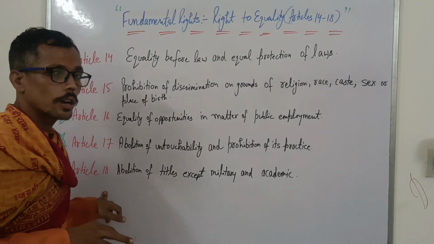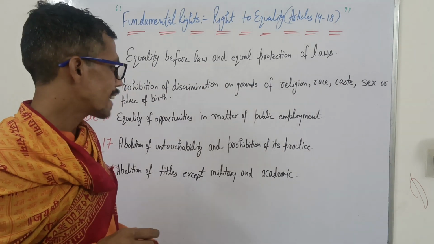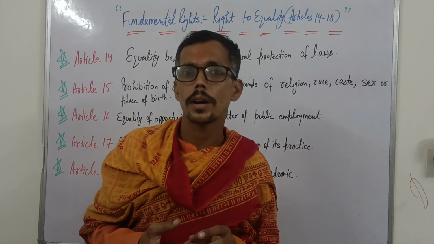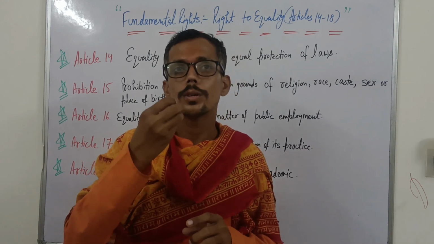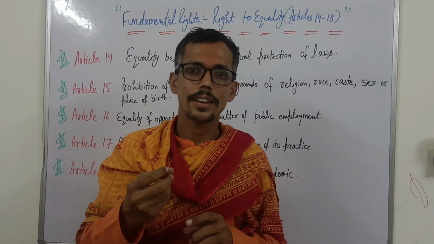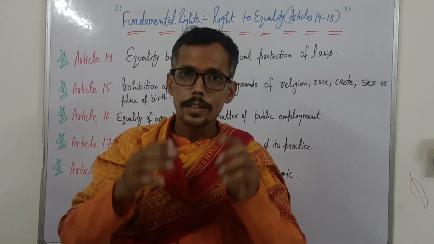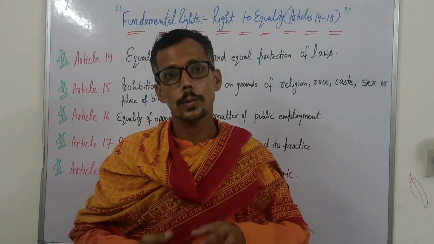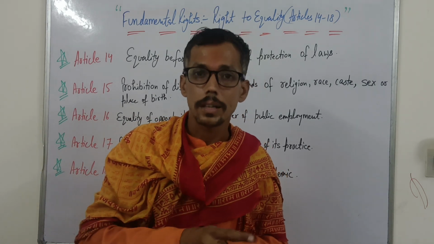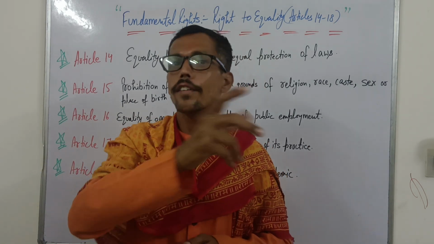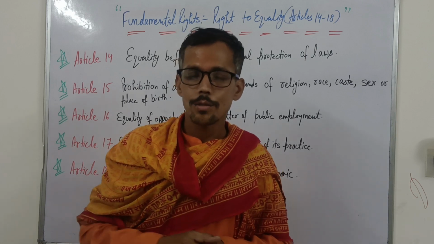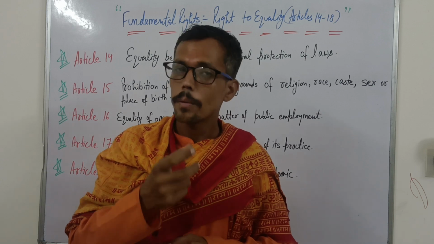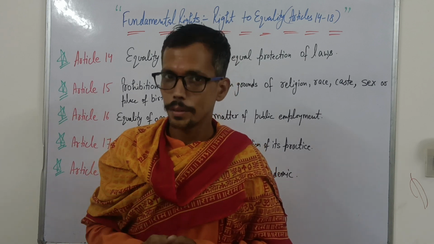And Article 18 talks about the abolition of titles except military and academic. You must have heard certain titles, the names of individuals starting with Maharaja. Such titles are prohibited under Article 18. Correct. When people are given prestigious awards like Padma Bhushan, Padma Shri, they are different from this. The titles which are assumed by individuals like Maharaja and other words are prohibited. Such practice cannot be continued in society.